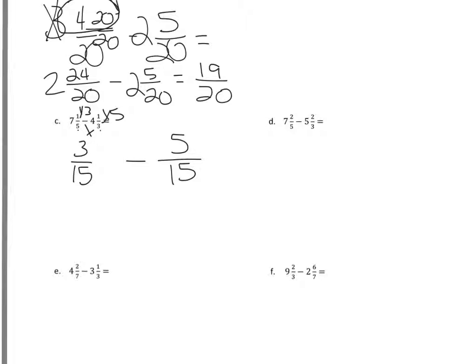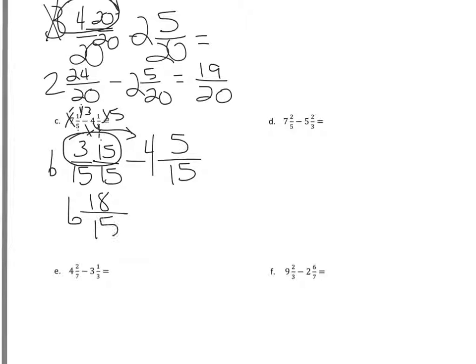I cannot subtract 3 fifteenths from 5 fifteenths, so I'll bring down this whole number, but this one I'll cross out and make a 6. I'll take my whole number fraction that I borrowed and make that 15 fifteenths. I will add the numerators together to make 6 and 8 fifteenths minus 4 and 5 fifteenths.